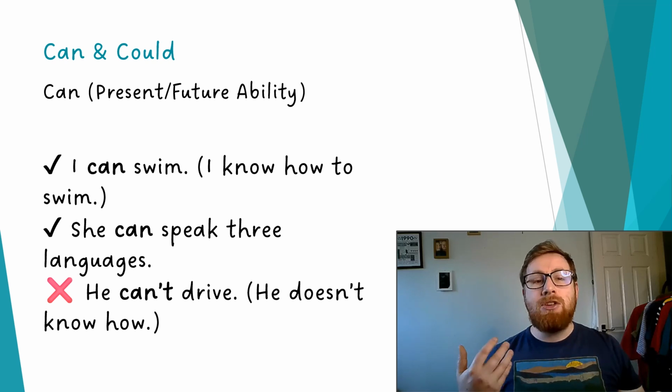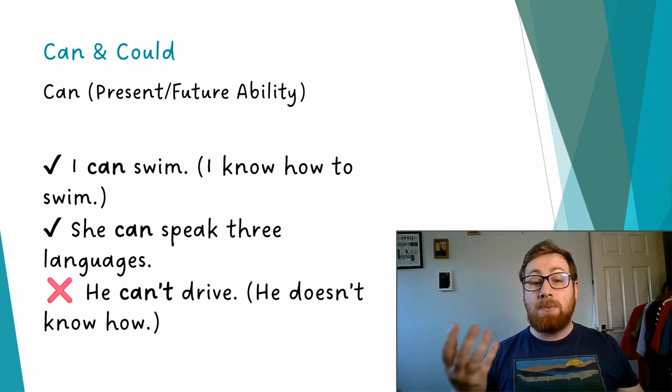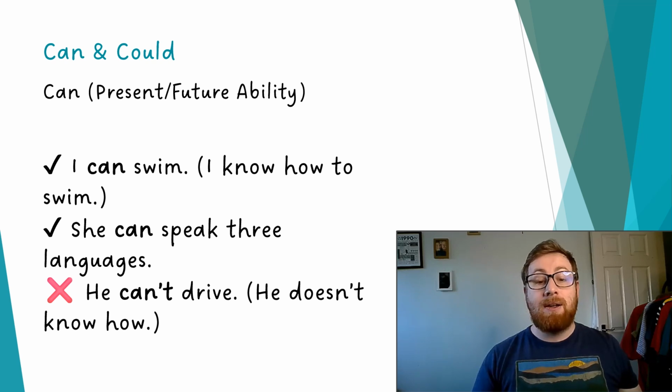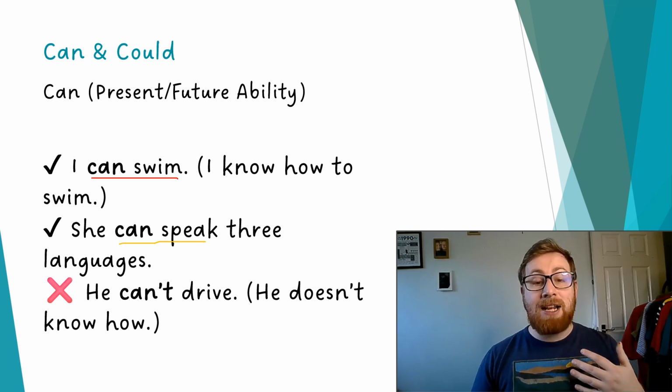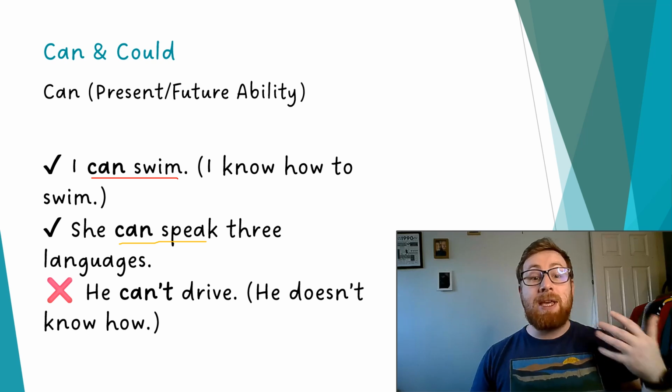Now, how do we use this for both present and future ability? We can use can. I've mentioned sport, football, but I can swim. I know how to swim. So we have can swim. I can speak 3 languages. So these are all things that we can do.